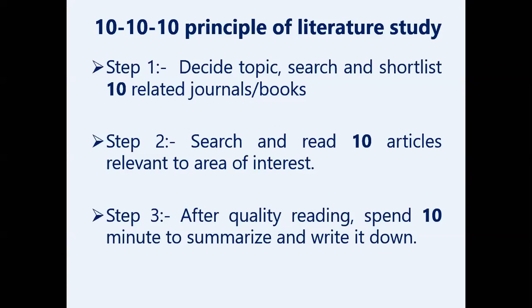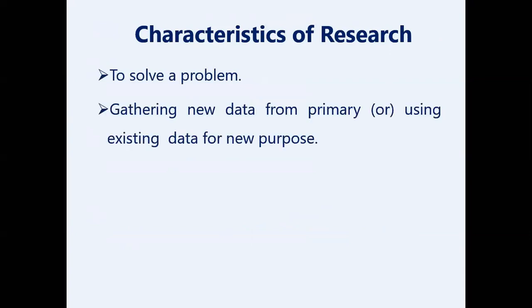So now you know what this 10-10-10 principle is. Now we go further. What are the characteristics of research? Means, what are the features? So we will just see. First, it is used to solve a problem. Next, it is a collection of primary data, or organization or management of existing data for a new purpose.